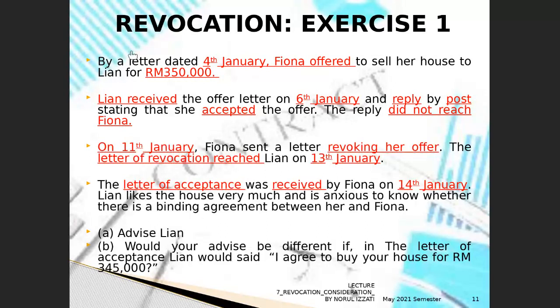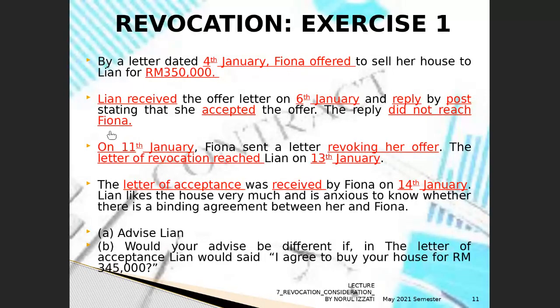You can see here the information mentioned: by a letter dated 4th of January, Fiona offered to sell her house to Lian for 350,000. Lian received the offer letter on 6th of January and replied by post. Can you see that? On 6th of January, he replied by post stating that she accepted the offer. This is female as well. The reply did not reach Fiona.